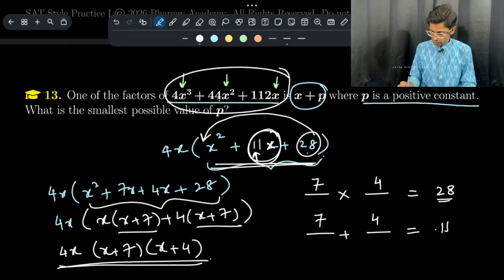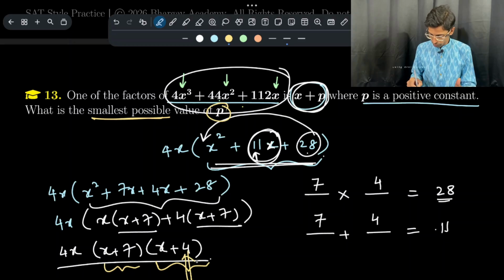From here I can see he is asking you to find factors which are of the form x plus p. So I am interested in these two terms, out of which he is asking me to find the smallest possible value of p. So the smallest possible value of p is 4.